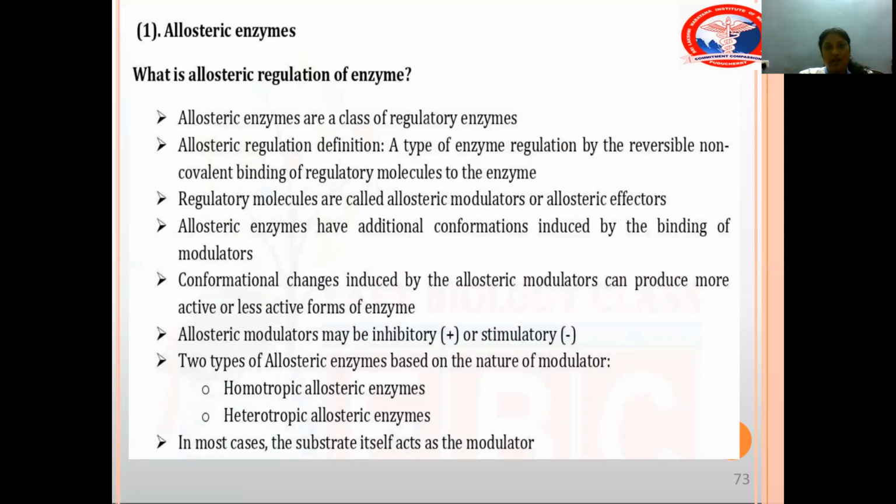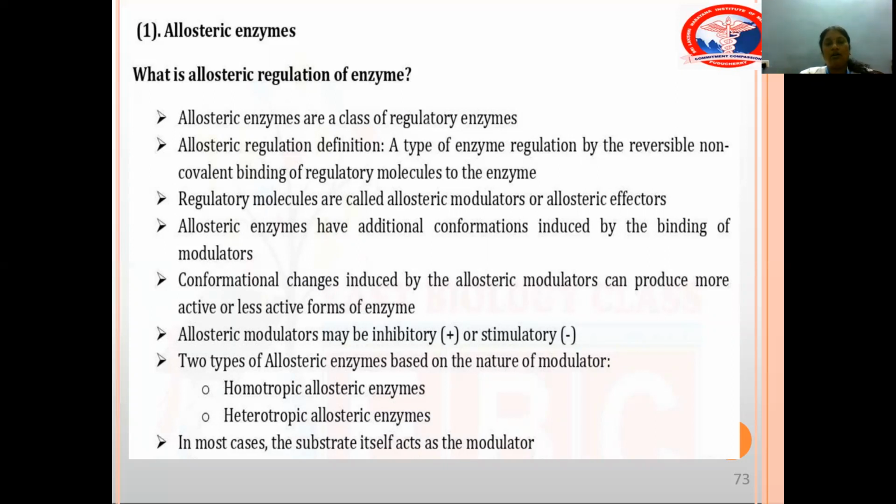So allosteric enzyme regulation. What is allosteric enzyme regulation? Allosteric enzymes are also a class of regulatory enzymes. So what is its definition? What is meant by allosteric regulation? Covalent interactions are very strong forces. Non-covalent interactions are comparatively a weak force. Allosteric regulation is a type of enzyme regulation which is brought about by reversible non-covalent binding of regulatory molecules to the enzyme.